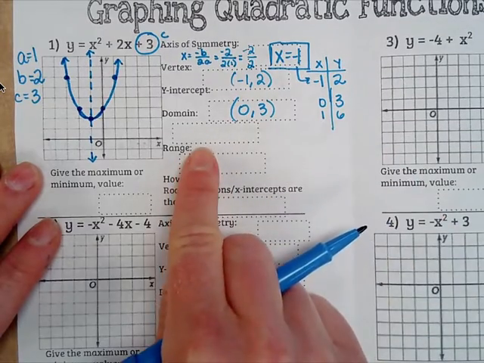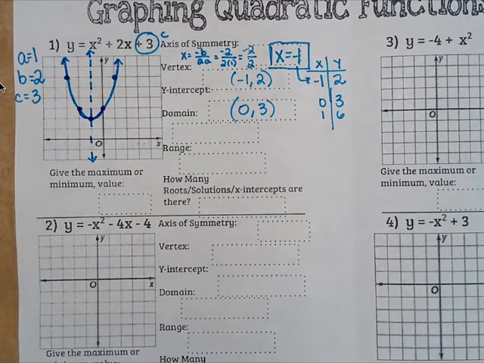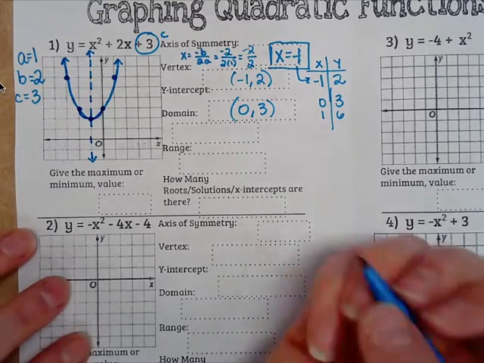Okay, domain is how far left and right. So with quadratics, if it doesn't stop anywhere, what is our domain going to be? All real numbers.